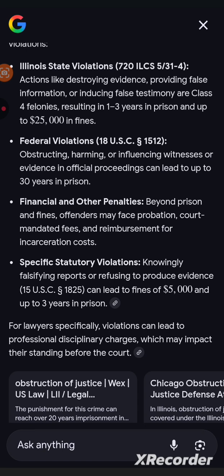Specific statutory violations: knowingly falsifying reports or refusing to produce evidence. I tried to get a police report and they told me I had to file a FOIA request. That's evidence. That's clearly under the color of law, not in the public interest, in the interest of the bar. That procedure is totally unnecessary. They could have just made a copy and given it to me, or said, hey, you can get it off the internet. Specific statutory violations: knowingly falsifying reports or refusing to produce evidence. 15 U.S.C. 1825 can lead to fines of $5,000 and up to 3 years in prison.